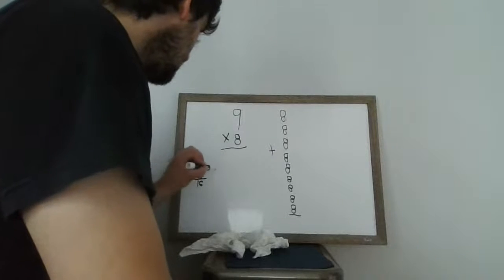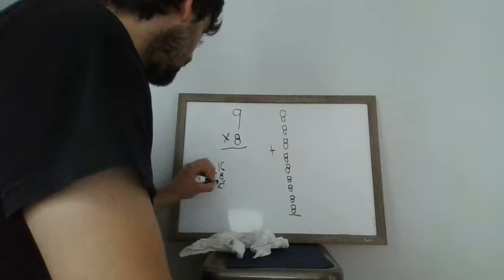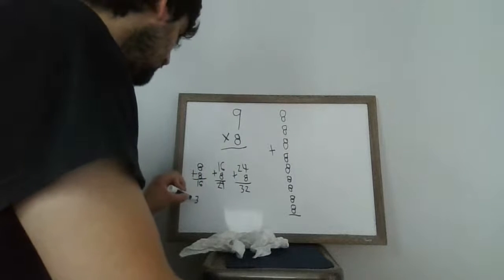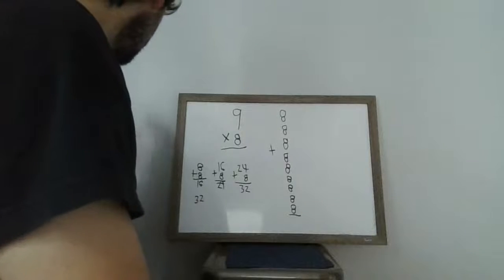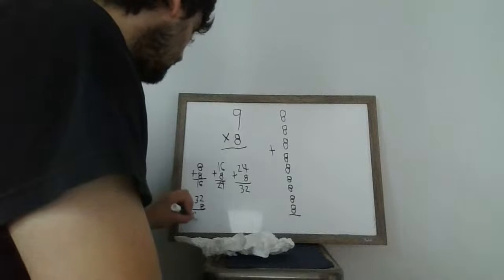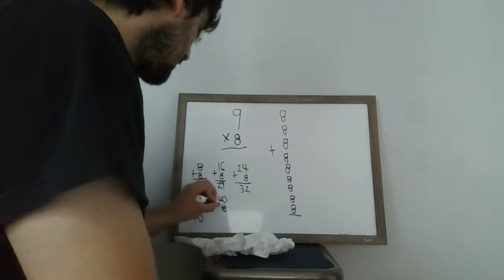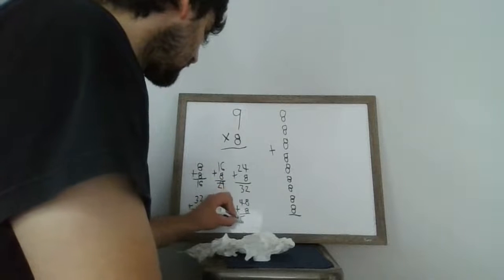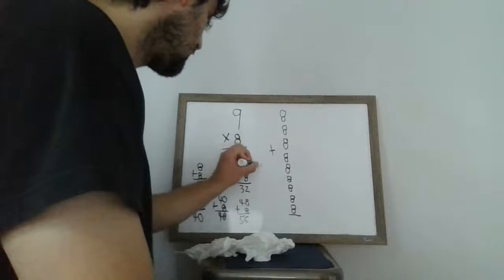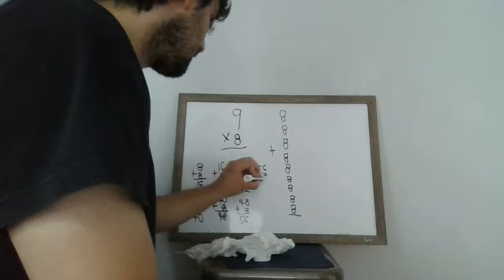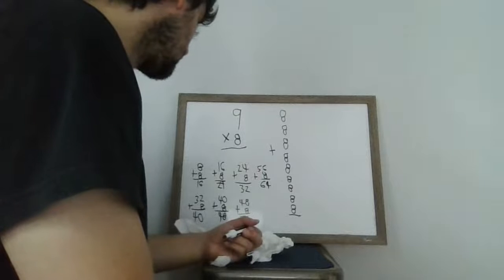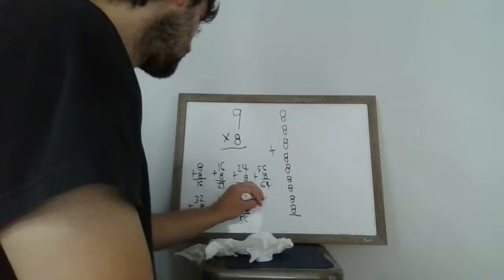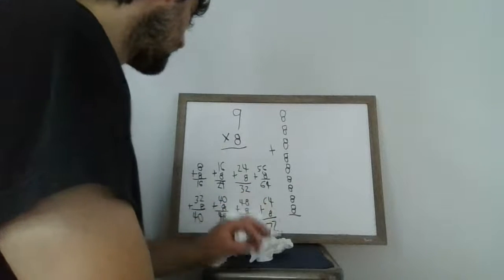8 plus 8 equals 16. 16 plus 8 equals 24. 24 plus 8 equals 32. 32 plus 8, there's a bug on that wall. 32 plus 8 equals 40. 40 plus 8 equals 48. 48 plus 8 equals 56. 56 plus 8 equals 64. 64 plus 8 equals 72.